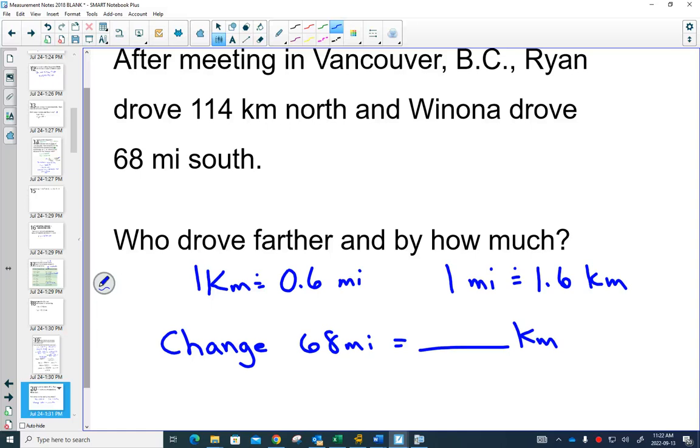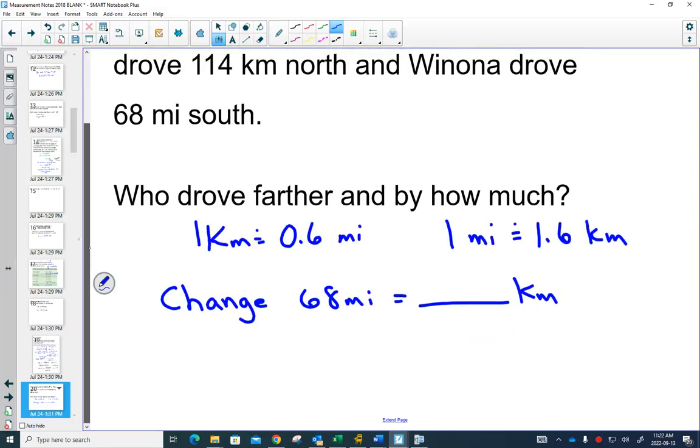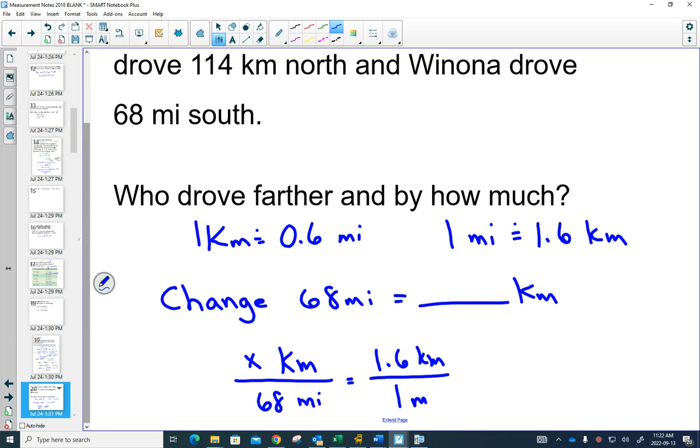Again, if you get confused, or if you're like, I don't know which way it should go, then I would say don't use the shortcut. Let's be certain. How are we going to be certain? I want kilometers, so I'll put x kilometers equal to 68 miles. I use my conversion. I'm going to use the 1.6 kilometers is 1 mile.